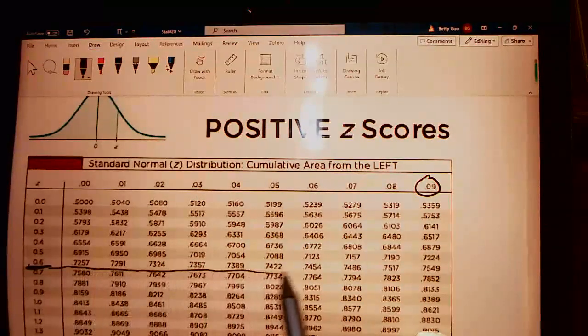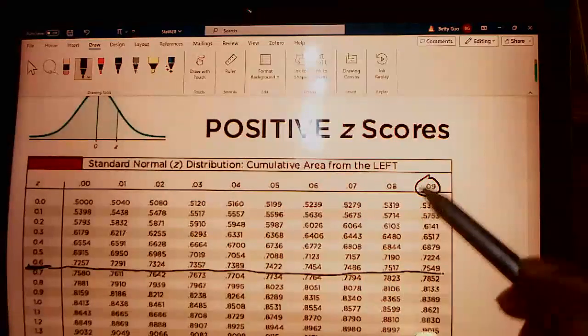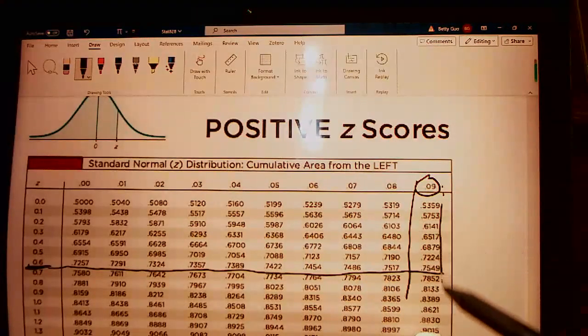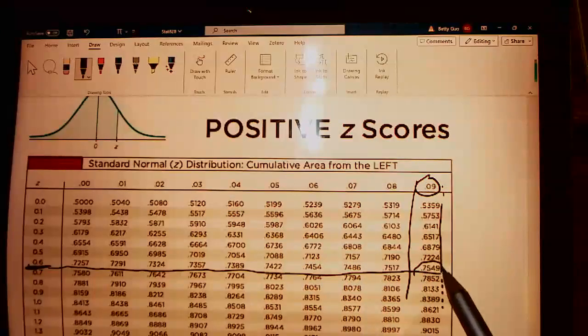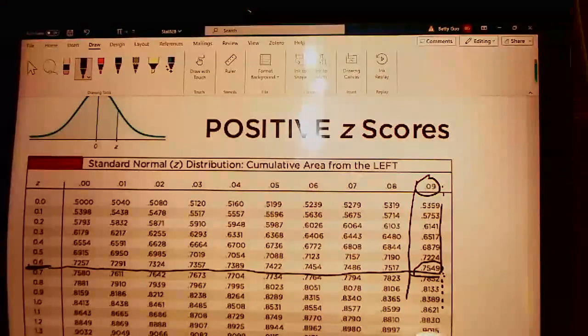0.6, 9. What's the intersection? What is the probability here? Can you spot it? Oh, awesome. And it's already rounded to the nearest, what is that? Tens, hundreds, thousands, 10,000s, 4 decimal places. And that's how we find the area of that region.